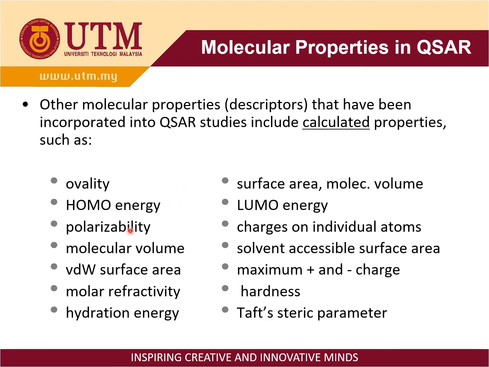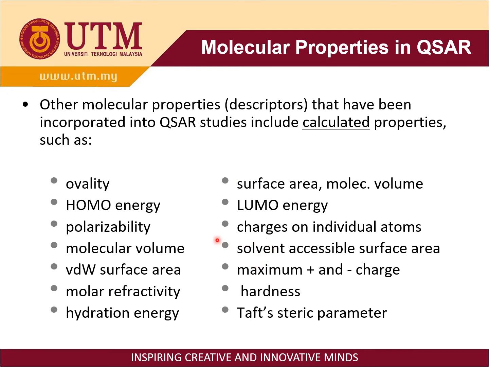So this list are the calculated ones. Polarizability is also calculated, like the Hammett constant from the substituent constant and reaction constant. Then there are van der Waals surface area, molar refractivity, hydrogen energy, hardness, maximum positive and negative charge, solvent accessible surface area, charge on individual atoms, and surface area. Charge on individual atoms means every atom has its own charge, so we can calculate it. These are based on calculated properties.